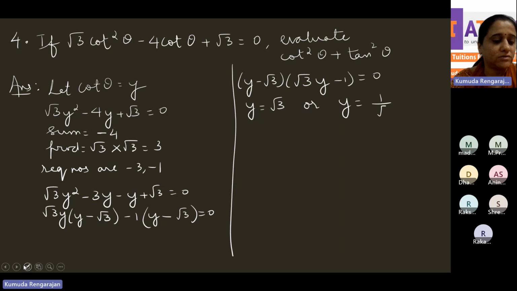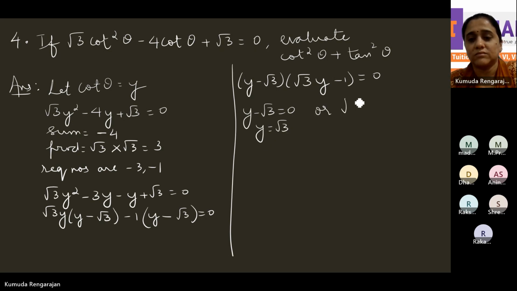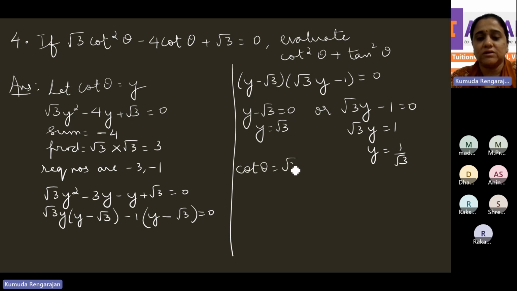Okay, we just have to equate this. So y is nothing but cot theta. So cot theta is equal to root 3. When is it root 3? When is it 1 by cot 30 degrees? Correct. So cot theta is equal to cot 30 degrees. So on comparing both the sides, theta is 30 degrees.